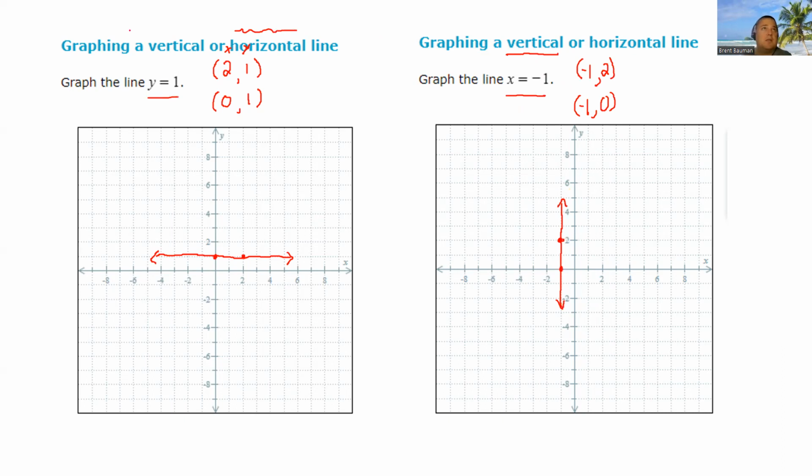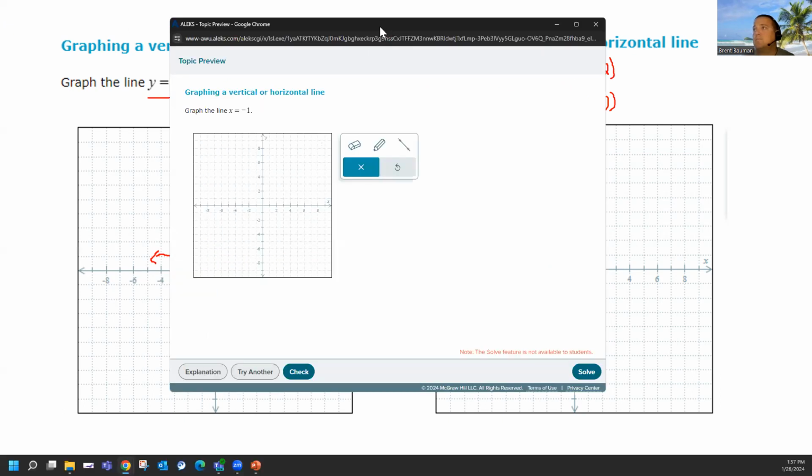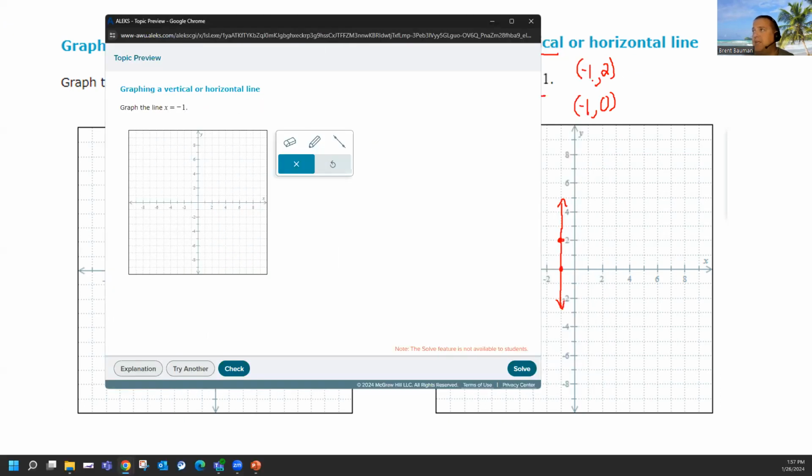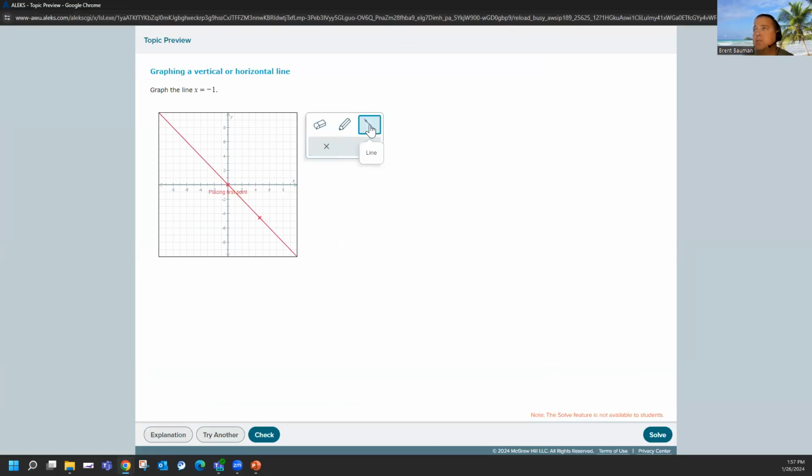Okay, so let's go ahead and look at Alex. So we had the points (-1, 2) and (-1, 0). So let's get our line here. So -1, up 2, and then -1, up 0. So we have our vertical line and we check it.